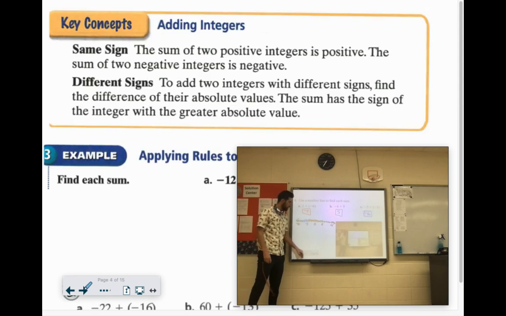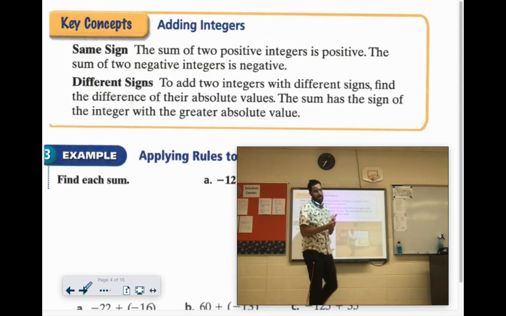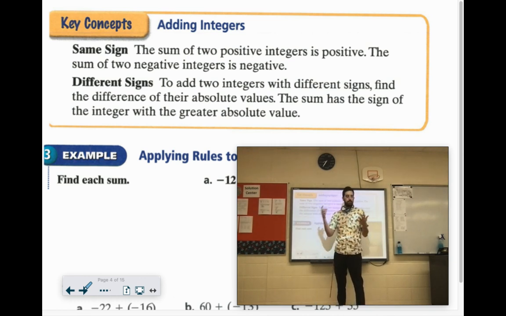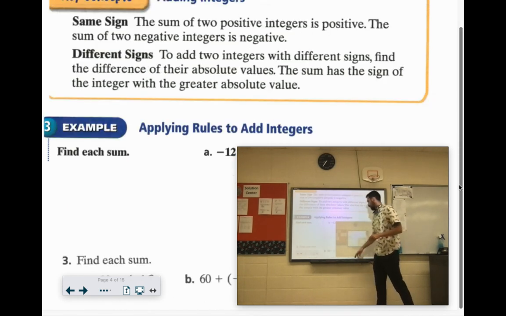Fantastic. All right, and then the rules. Here's the deal. If you're adding two positive numbers, it's going to be positive. If you're adding two negative numbers, it's going to be negative. So if they're both the same sign, you just add them up and keep the sign. But if there's one of each, one positive and one negative, you subtract them, big minus small, and then you keep the sign of the bigger number. You'll see what I'm saying here in a minute.